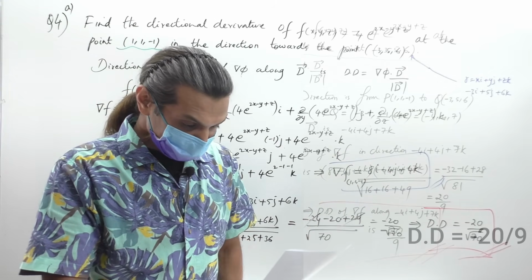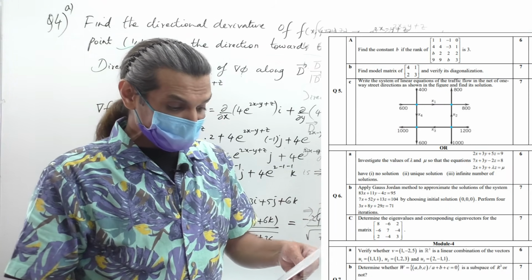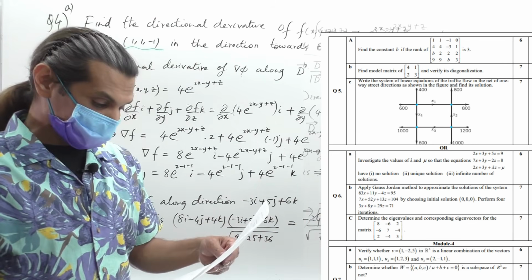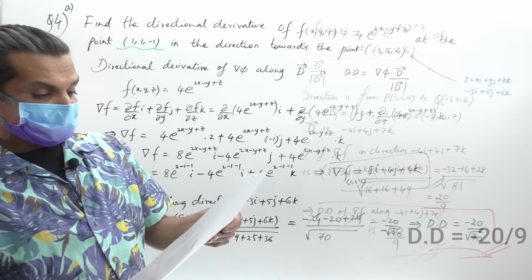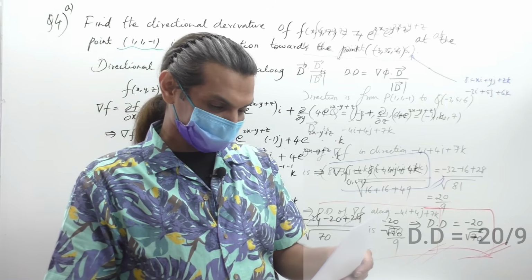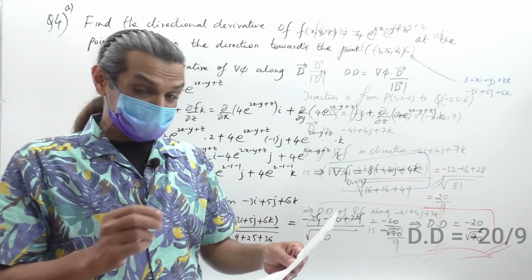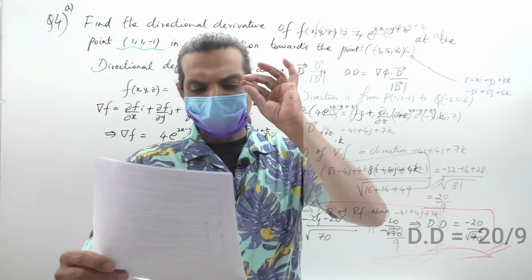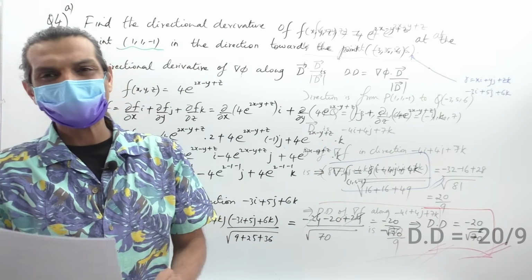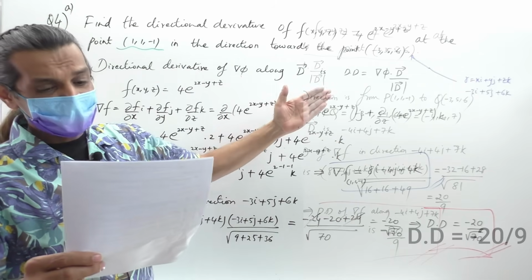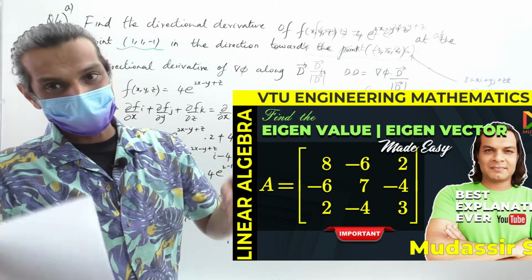Okay, now the question C is determine the eigenvalues and the corresponding eigenvectors for the matrix 8 minus 6 2, minus 6 7 minus 4 and 2 minus 4 3. 7 marks question. Fine. And this is the theoretical question. This problem also is very important, and I have explained this question number 6C in a very beautiful, systematic and very easy way in the given video. This link also will find in the description below.